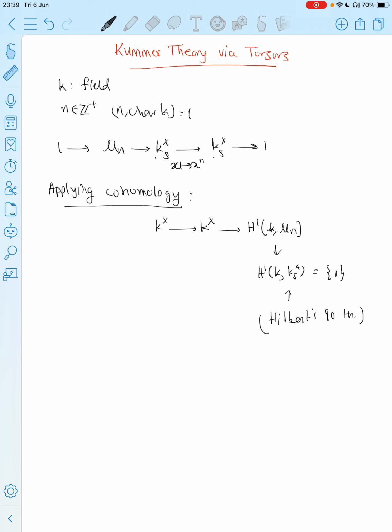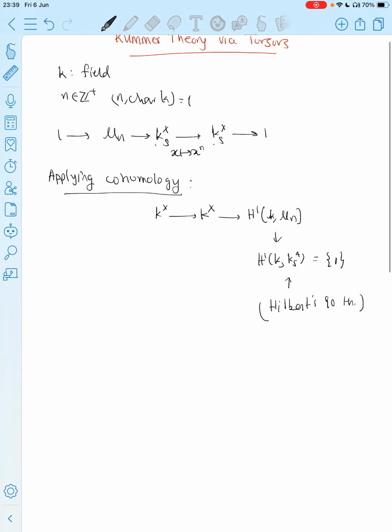So what you get, and this map is going to be surjective. So essentially, this is isomorphic to, because this is zero, this map is surjective. So that is isomorphic to this modulo the kernel of this map from K star to H1. But that is the same as the image, which is this. So that is what Kummer theory says.